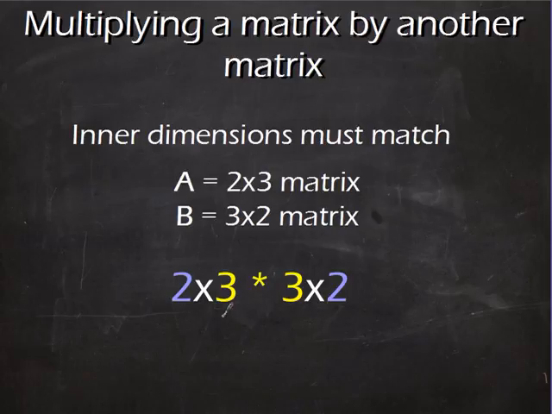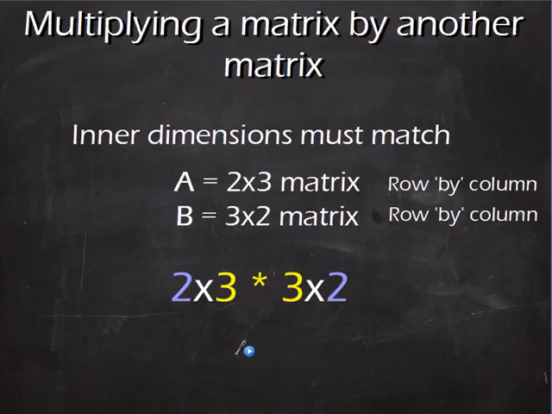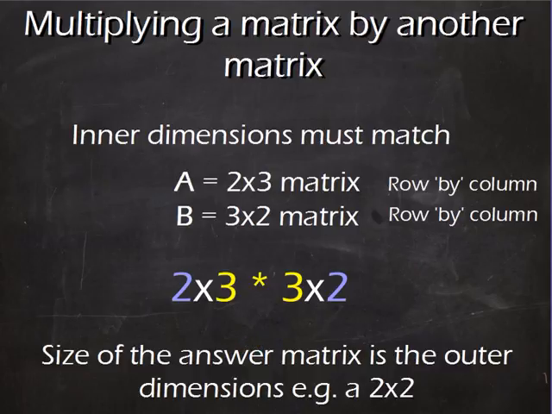these because the inner dimensions, the two 3's, are the same, and we always refer to matrices as row by column. And the size of the answer is going to be the same size as the outer dimensions, so the answer to this will be of order 2 by 2.